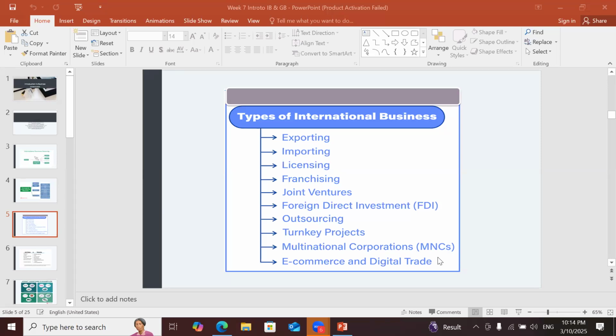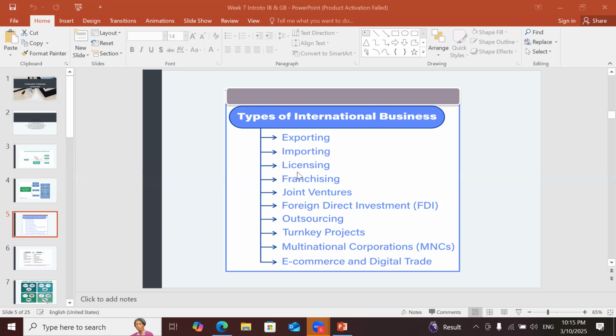Small e-commerce means when you open a single app or page, Facebook, WhatsApp, email, YouTube, like this, and you run business. This is e-commerce. And digital trade is executed by digital currency, cryptocurrency, and Bitcoin, like this way you can make payment. So these are the types of international business, but some important types I try to mention here.